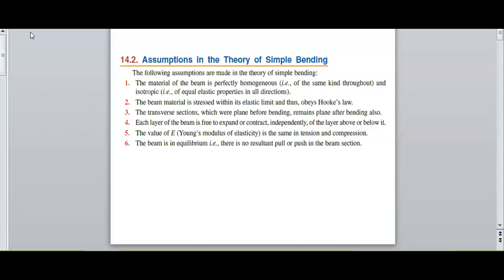So in the last class, we were observing the bending stresses in the beam. We had derived an equation, that is M by I is equal to F by Y is equal to E by R.